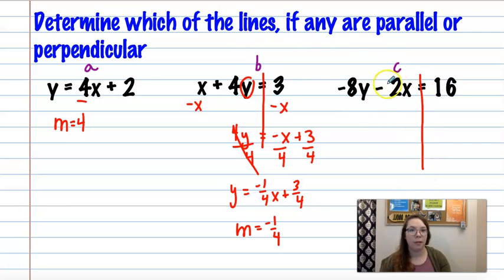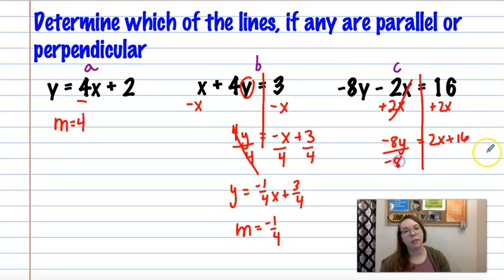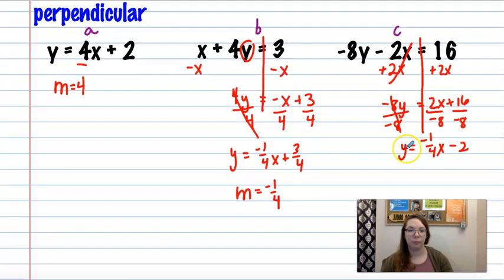So again, I'm going to try my best to isolate y here. I'm going to add 2x to both sides first. And then I'm going to divide all 3 terms by negative 8. So that'll give me negative 1/4 x when you simplify that fraction, minus 2. So this one's slope is negative 1/4.